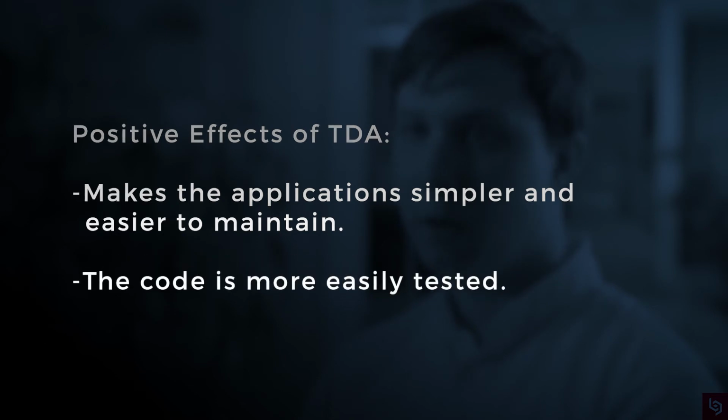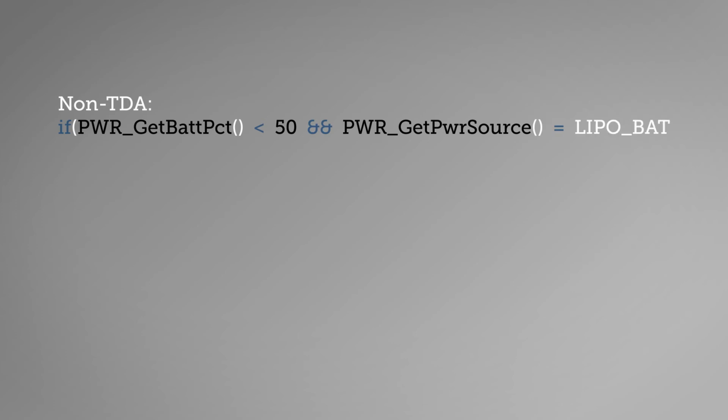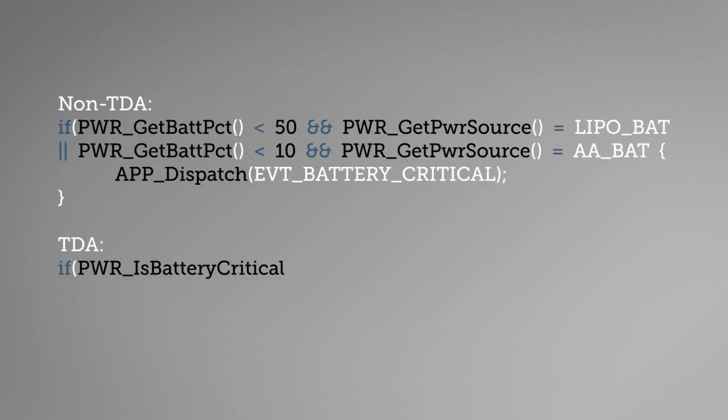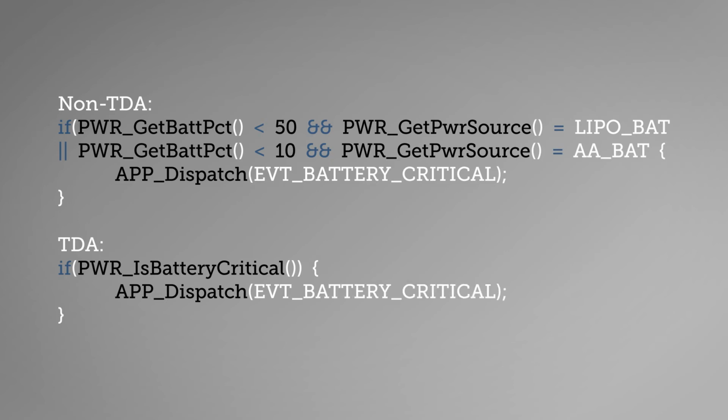To demonstrate how TDA helps simplify application-level code, consider this code that might be part of a product like a handheld medical device or portable game console, something that runs off of primary cells but has backup rechargeable batteries. This code puts the system in standby when the battery is low. In the non-TDA example, the application is responsible for knowing that the critical battery level is different when running off of AA batteries versus LiPo batteries. It's also responsible for knowing the critical threshold for each.